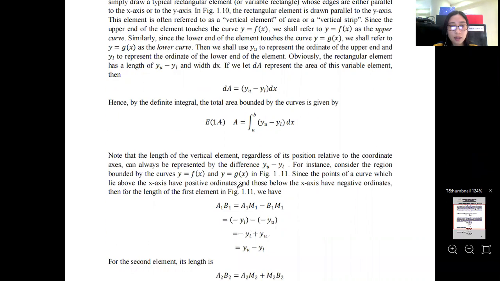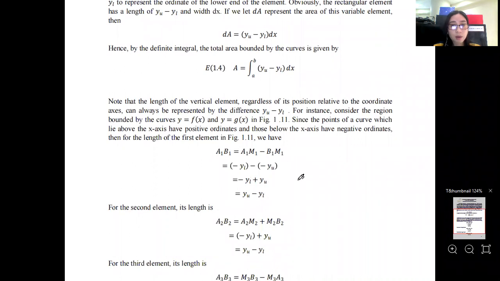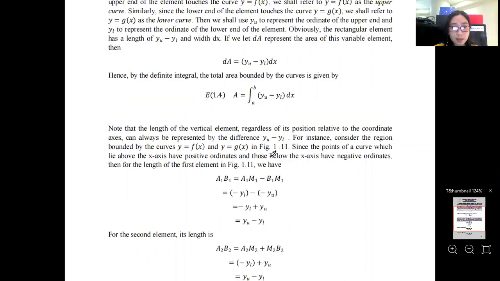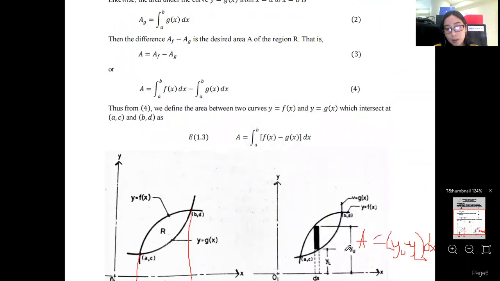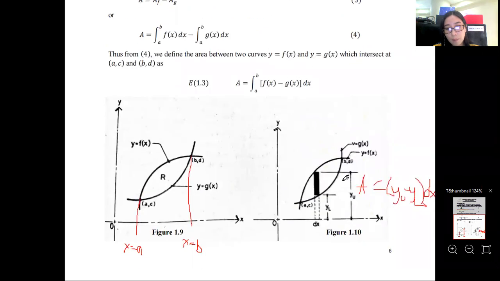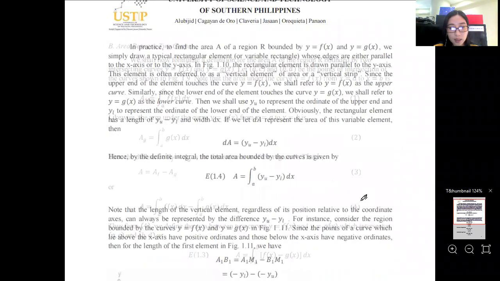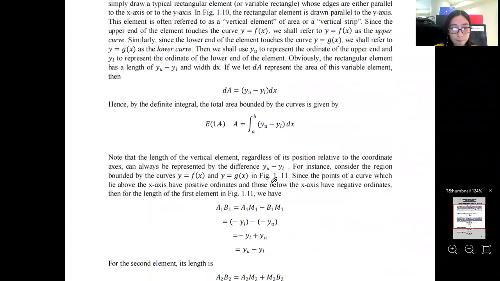Hence, the definite integral, the total area bounded by the curves, is equal to the integral of y sub u minus y sub l times dx from a to b. So note that the length of the vertical element or the vertical strip, regardless of its position relative to the coordinate axis, can always be represented by the difference y sub u minus y sub l. So it stays constant, y sub u minus y sub l.